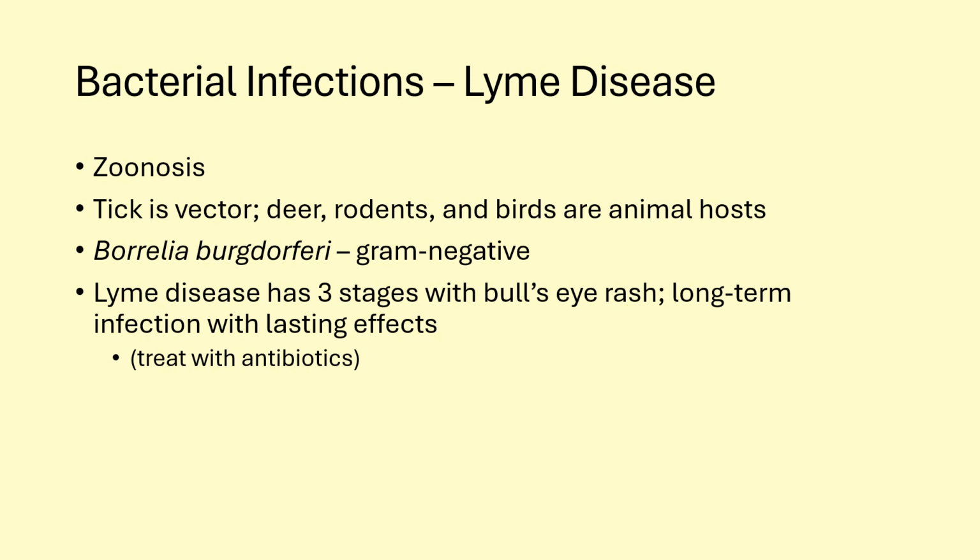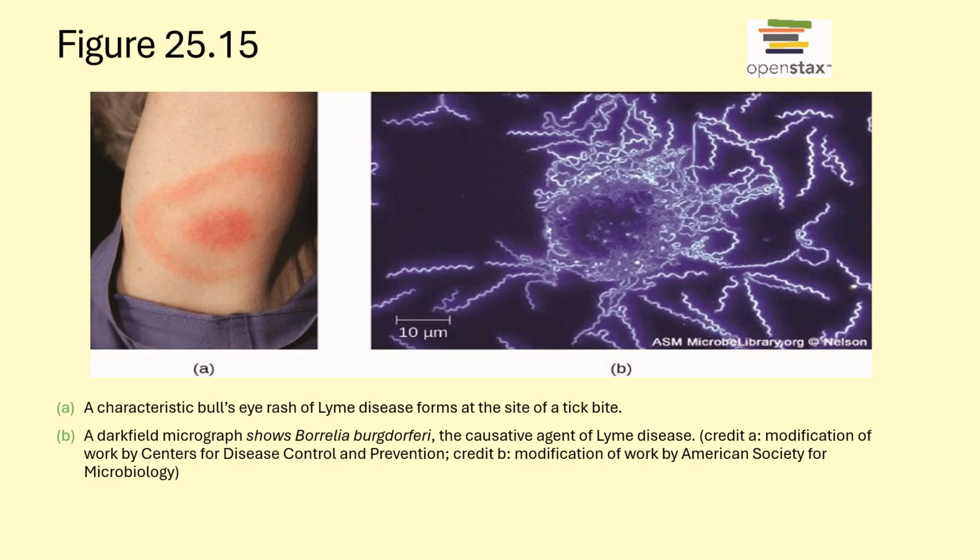Lyme disease initially was discovered in the eastern United States, and it has been gradually moving westward across the United States. So you used to think of it just kind of in the northeast area, and it has progressed beyond that. As you can see here, this is the classic bullseye rash. That you see that, you know it's going to be Lyme disease. And then here you can see from a dark field the causative agent.